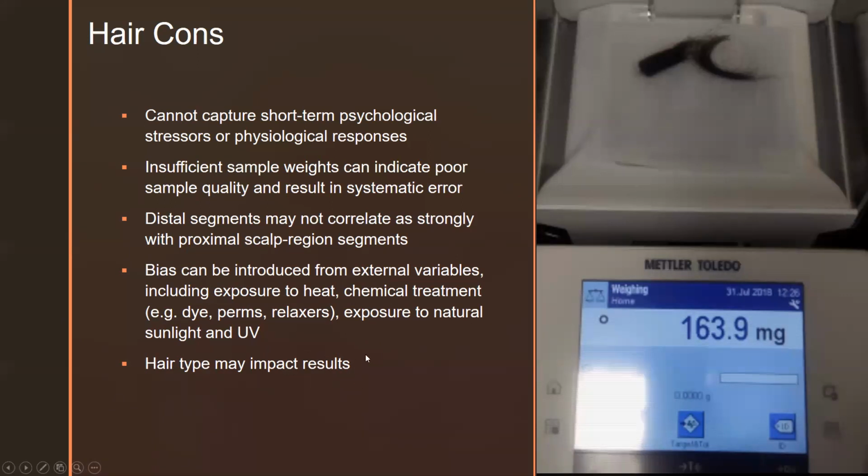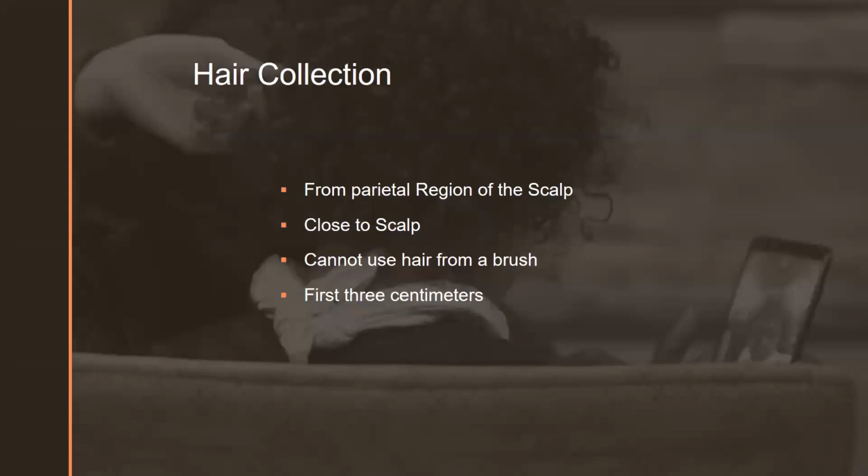Also, there is evidence that hair type may impact results. So if you're looking at groups where you're going to have multiple hair types, there could be a little bit of error introduced from that. Basically, saliva is generally consistently all the same. Hair is not, and that shape can affect how much hormone may be being absorbed into the hair type. Typically, we say that you should collect it from the parietal region of the scalp, less sun exposure, close to the scalp. You cannot use hair from a brush in the first 3 centimeters.